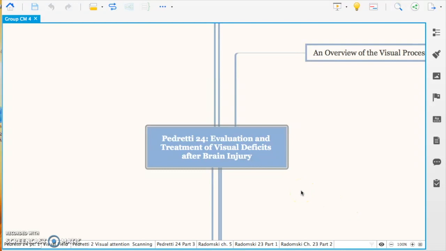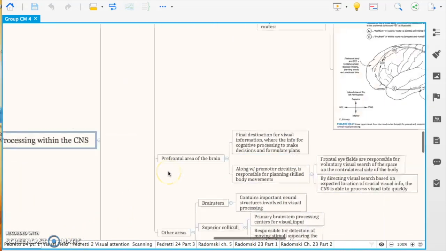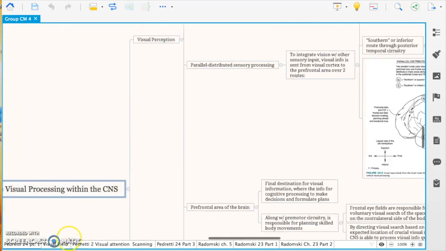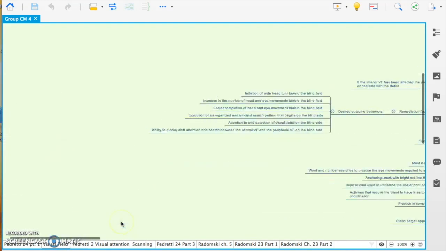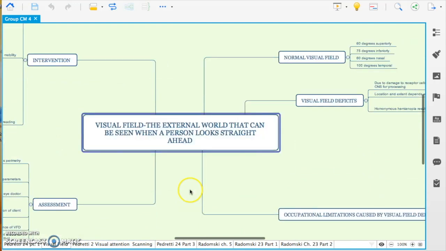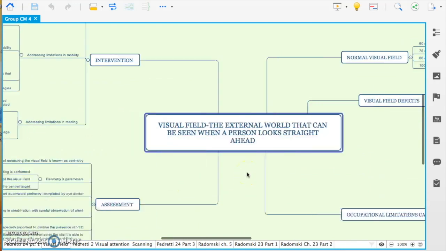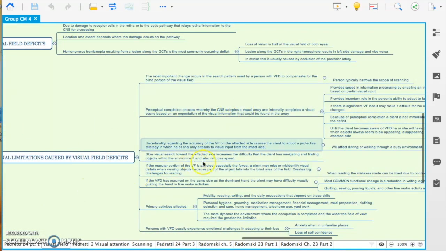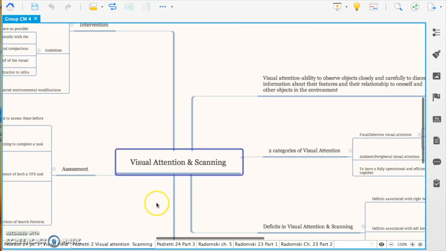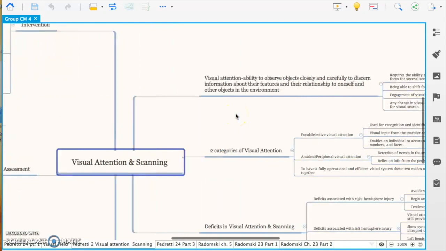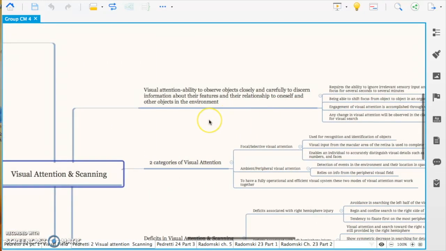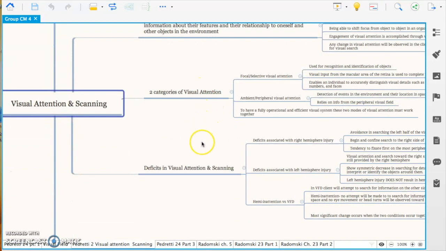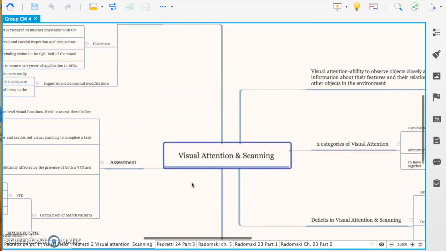So concept map number 4 is over evaluation and treatment of visual deficits after brain injury. And this first tab just gives an overview of visual processing within the central nervous system. The second part is about the visual field, and that's the external world that can be seen when a person looks straight ahead. It talks about the deficits, interventions, assessments, and limitations that people experience when they have visual field deficits. The next tab talks about visual attention and scanning, also the intervention, assessments, and the categories of visual attention and how these deficits affect function.